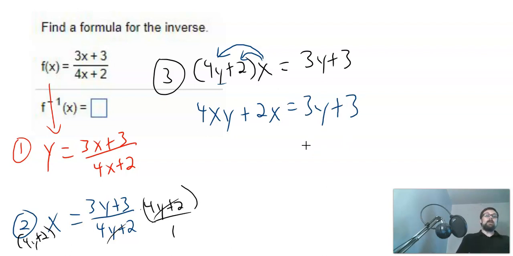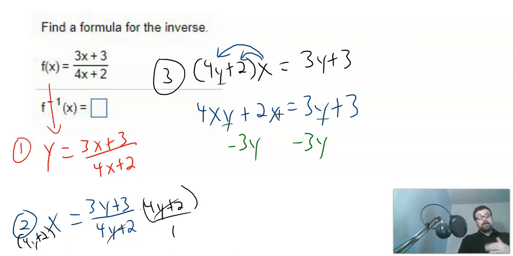Right. Now, the final obstacle, well, there's maybe 2 more obstacles here. You can't solve for y while they're on opposite sides of the equation, right? So we have to get all of our y's together on the same side of the equation. So I'm going to subtract the 3y over to the left-hand side. So now my y's will be together.